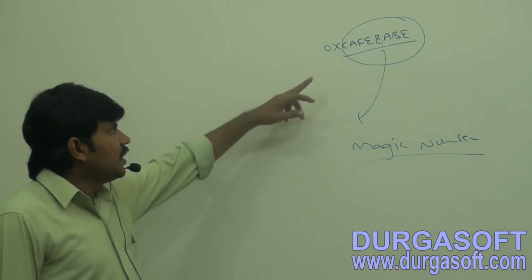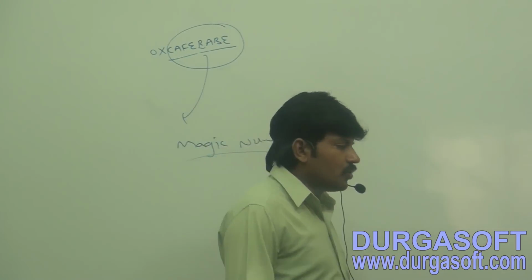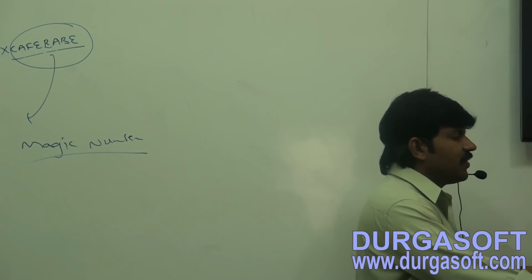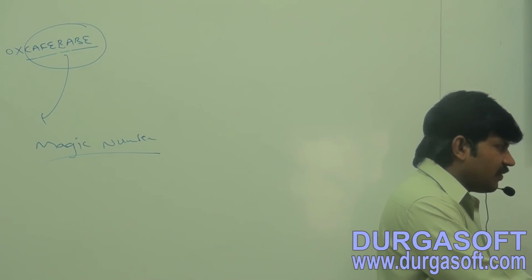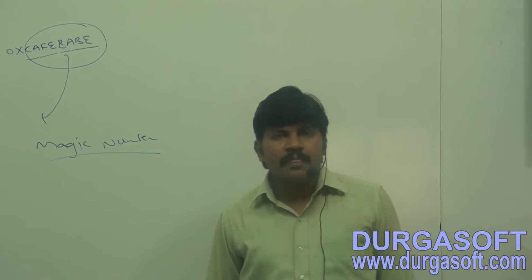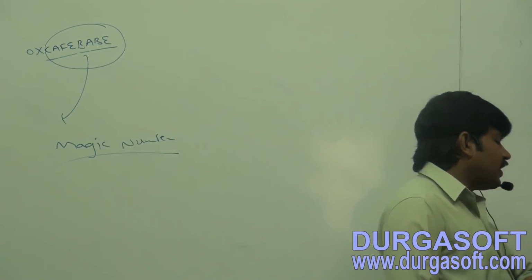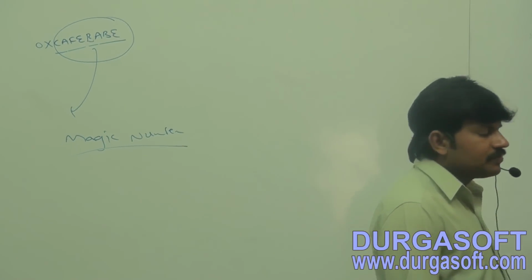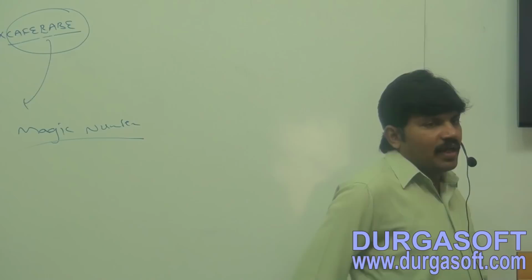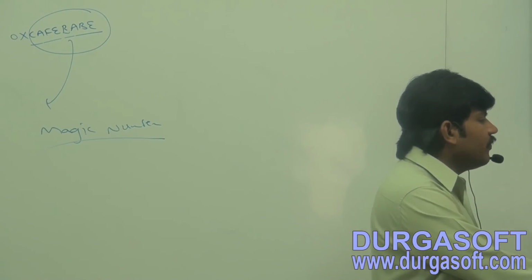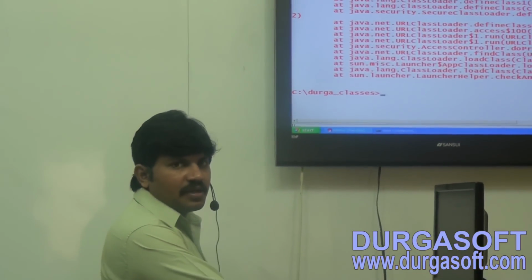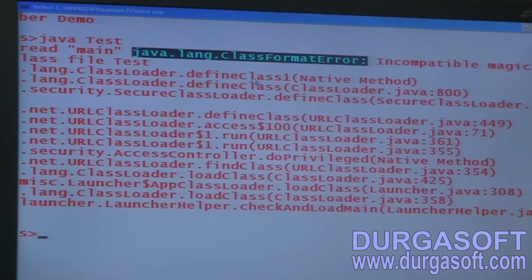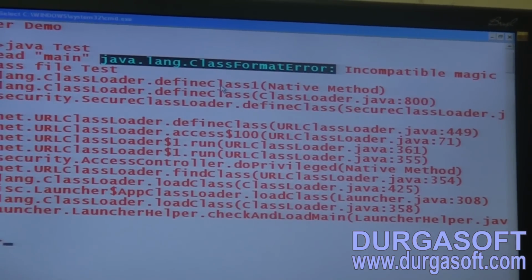CAFE BABE. Next, take a note. Whenever we are executing a Java class, if the JVM is unable to find a valid magic number, then we will get a runtime exception. As you can see on the screen, we'll get the runtime exception saying java.lang.ClassFormatError.